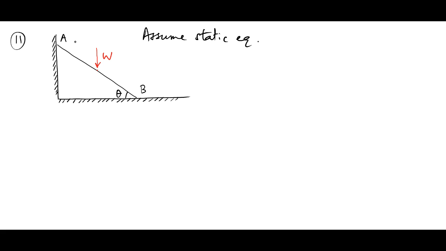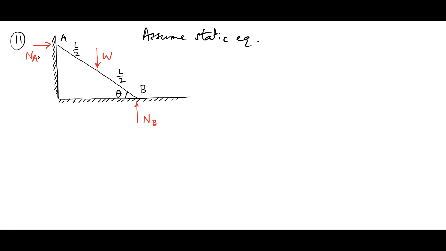These two lengths are L/2 each, and we have normal reactions. It's not compulsory, but there can be a normal reaction. It can be 0, but there is no harm in showing it. So there is NB here, and we can show an NA here. Remember, normal reaction is a push, not a pull.